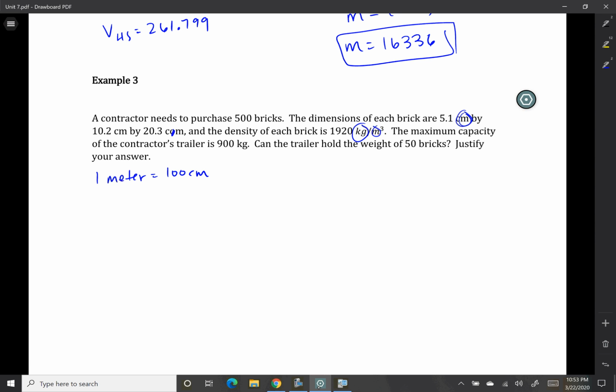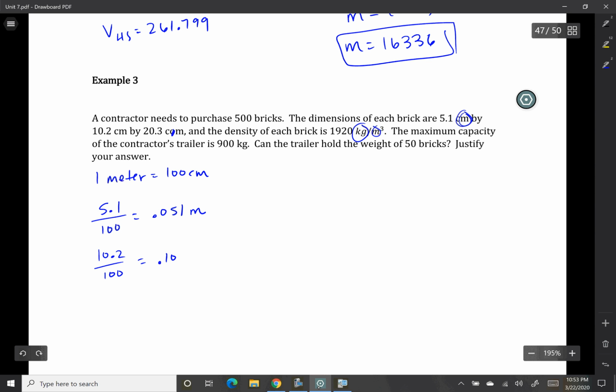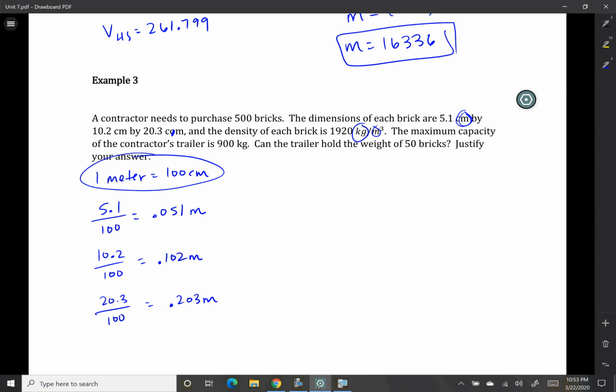So if I take my dimensions, if I take 5.1 centimeters and I divide it by 100, it's going to become 0.051 meters. If I take the next one, 10.2, and divide it by 100, I get 0.102 meters. And if I take 20.3 centimeters and divide it by 100, I get 0.203 meters. That conversion is something that the Regents exam considers common knowledge, something you should know.